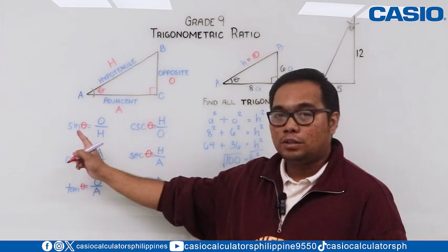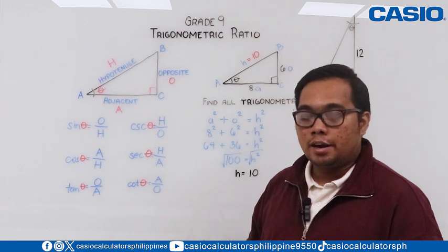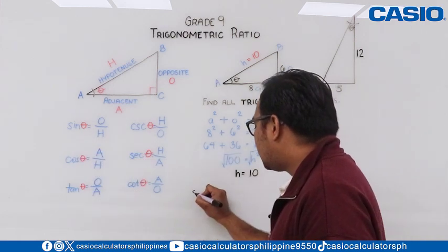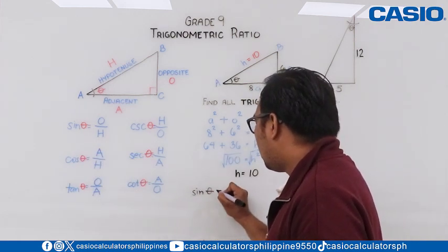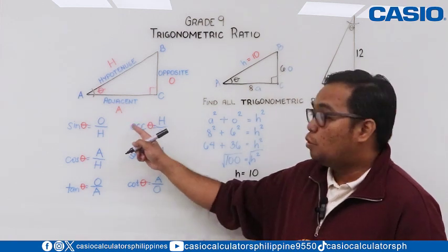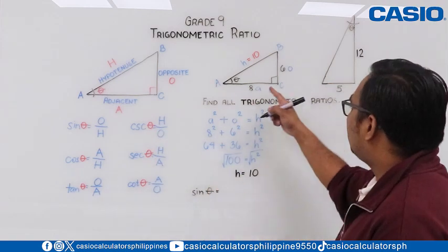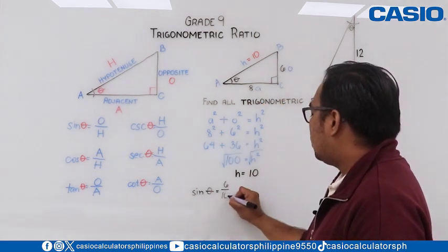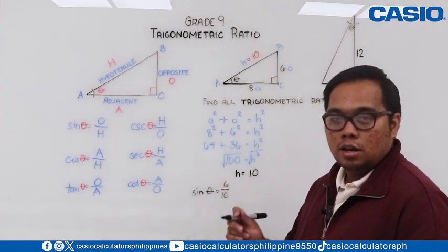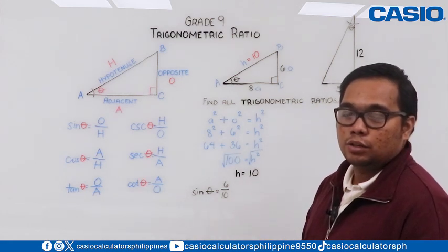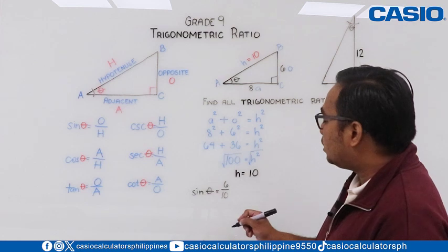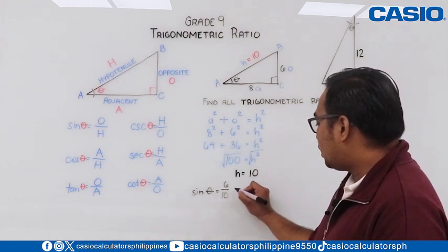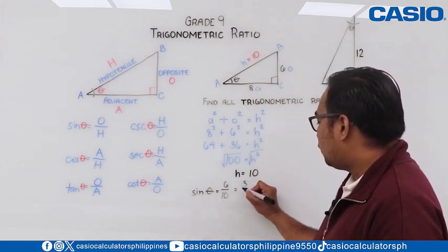Now, let's go back to our trigonometric ratio. Now, let's define our sine theta. So, our sine theta is equal to the opposite side over our hypotenuse. So, our opposite side is 6 and our hypotenuse is 10. Now, we always need to get the simplified value of our fractions. So 6 over 10 is divisible by 2 for the numerator and denominator. That is why we can simplify this as 3 over 5.